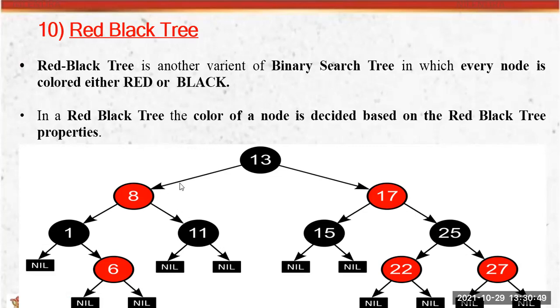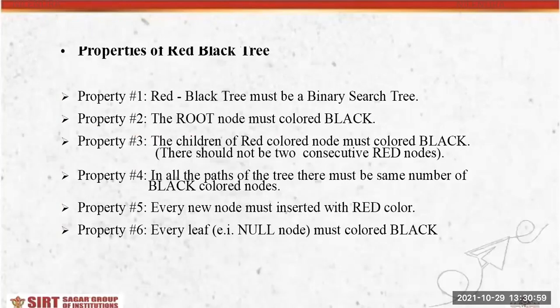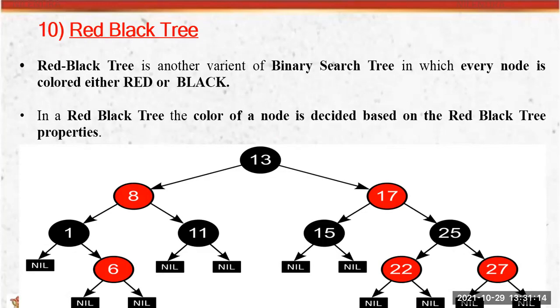BST means binary search tree, which means 8 is less than 13, so it goes on the left side, and 13 is less than 17, so 17 goes on the right. Now you can see these are the rules. First property: it must follow binary search tree, which I told you. The root node must be black, which I've told you. Children of a red colored node must be colored black. You can see the red colored node 8 has two children, 1 and 11, which are black.